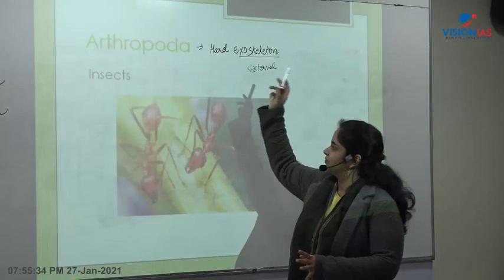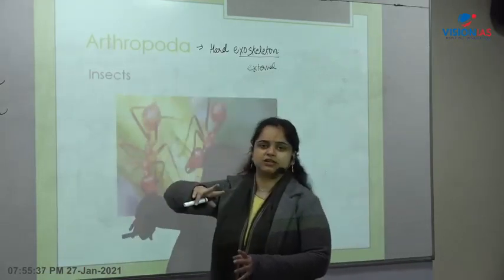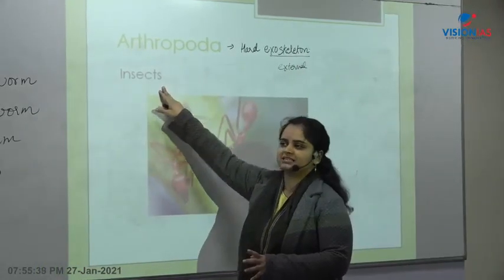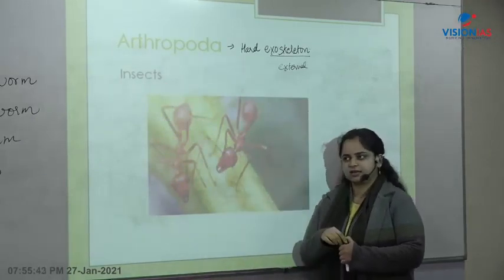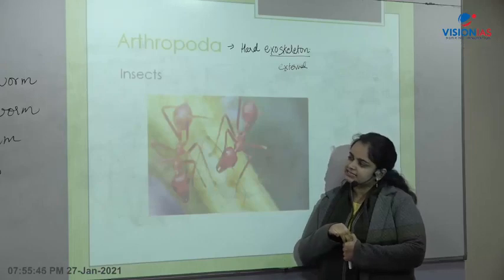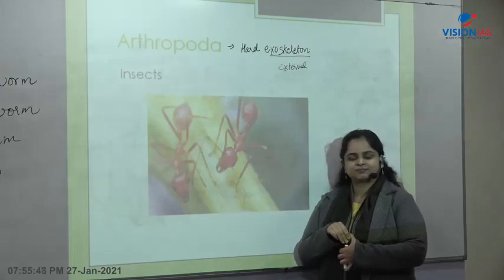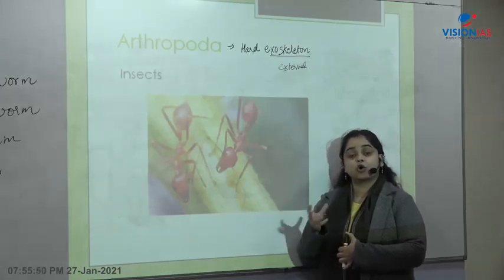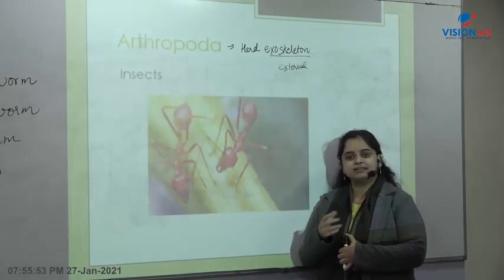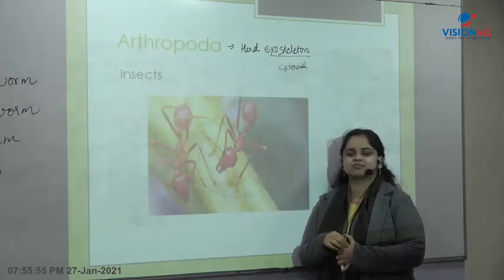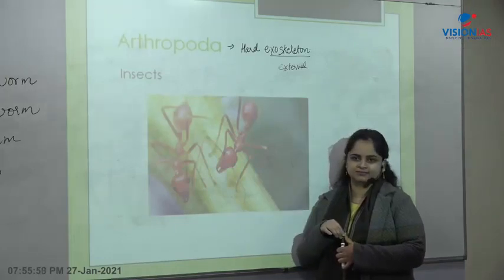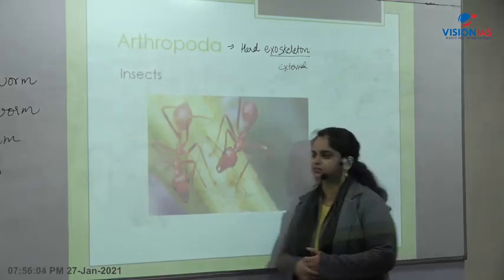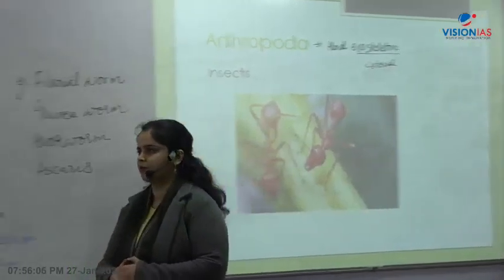Write down the first group. There are 3 groups in arthropods. The first one is insects. The first group is insects, and with insects you can write the examples. You see this nice red ant. So ants, cockroaches, bees, wasps, all of them are insects.